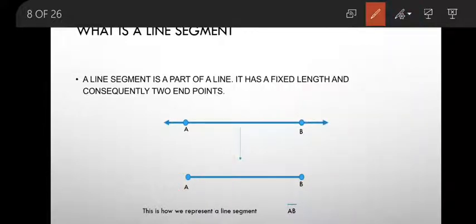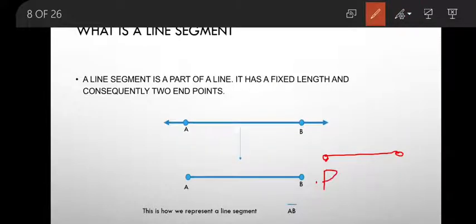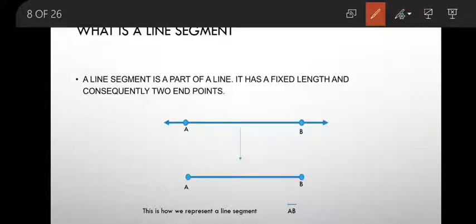If I tell you to draw a line segment of 5 centimeters, take a scale, draw a line segment of 5 centimeters, then put 2 points on each end. Let me name this point P and this point Q. So this will be a line segment PQ of length 5 centimeters. This is how we represent a line segment. Let's move forward.